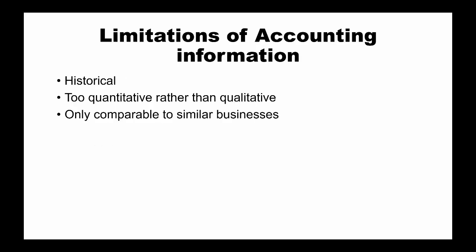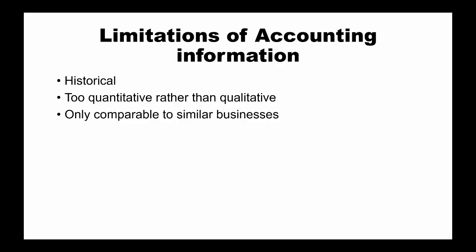And what are the limitations of accounting information? We can talk about historical. Accounting information is prepared based on past period monetary transactions. So it is highly feasible that what happened in the past will not hold in the future, and so the accounting information may be considered irrelevant on that basis alone.